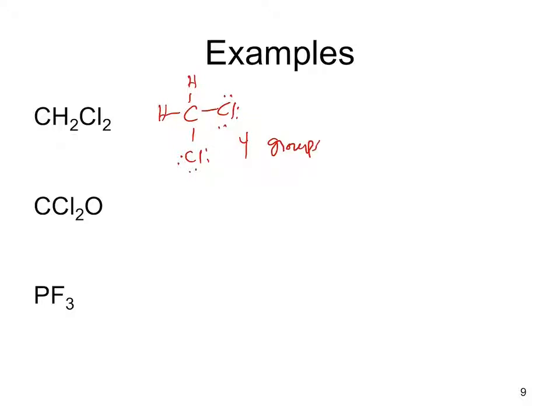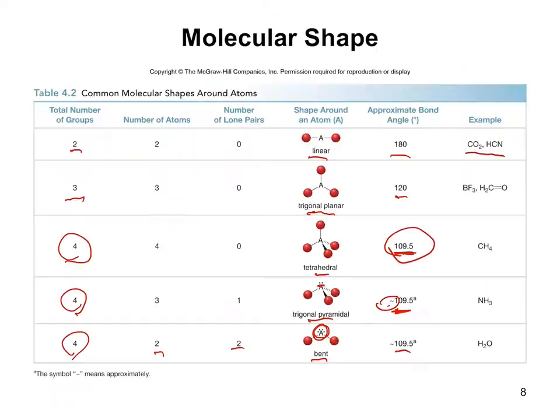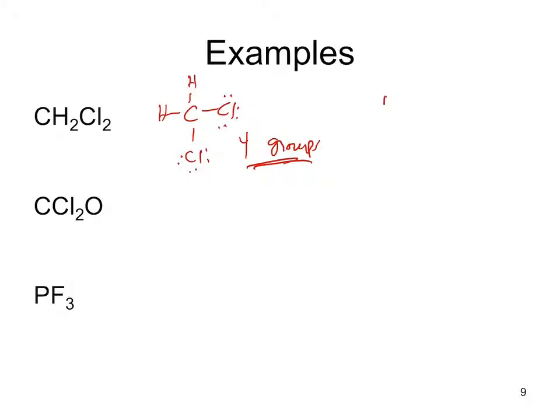Anybody remember what that would be called in terms of a name for the shape? And if you've forgotten, we can just go back to our chart. We're right here where we have 4 atoms and 0 lone pairs. So yes, it was tetrahedral and 109.5. So let's just write that out. So this is what you'd be asked to do. And in fact, you'll be asked to do that in a lab.